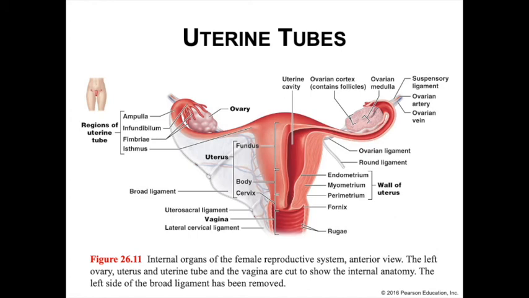The vagina is basically a muscular tube. It has rugae in it, so it can actually expand during childbirth. We saw rugae in the stomach, we saw rugae in the bladder, we see rugae here too. Basically just the entrance and exit for that uterus.